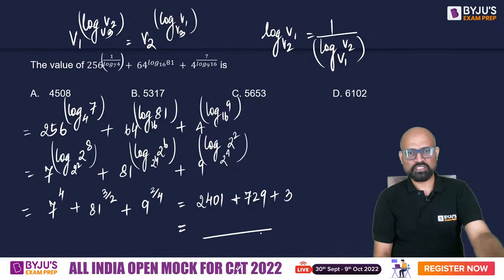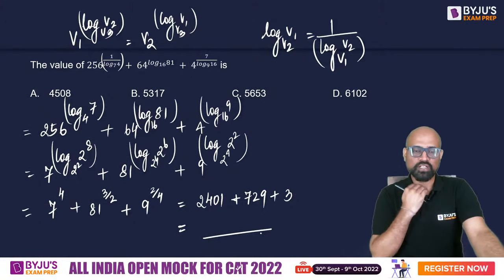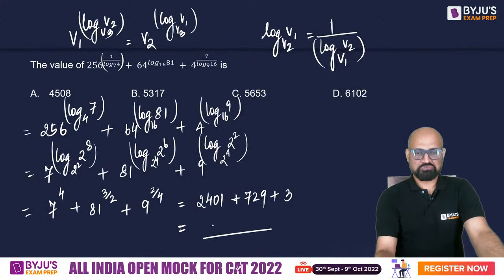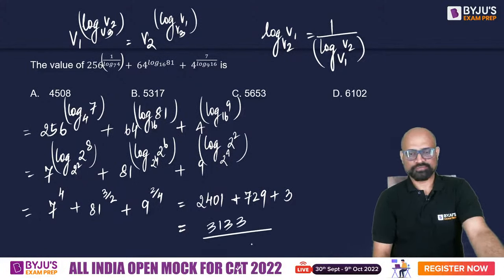Or are we missing something? Doesn't look like we are missing something, right? 2400 plus 700 is 3130 and then a 3. 3133 is what we are getting.